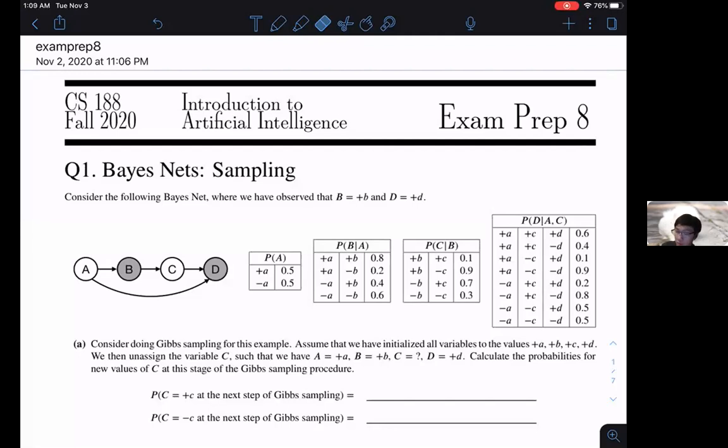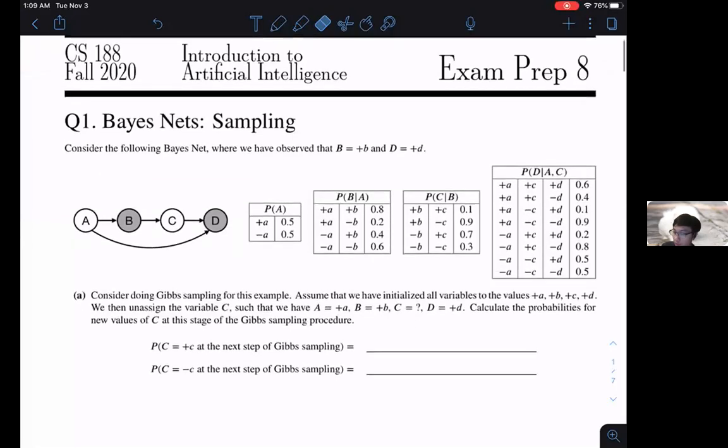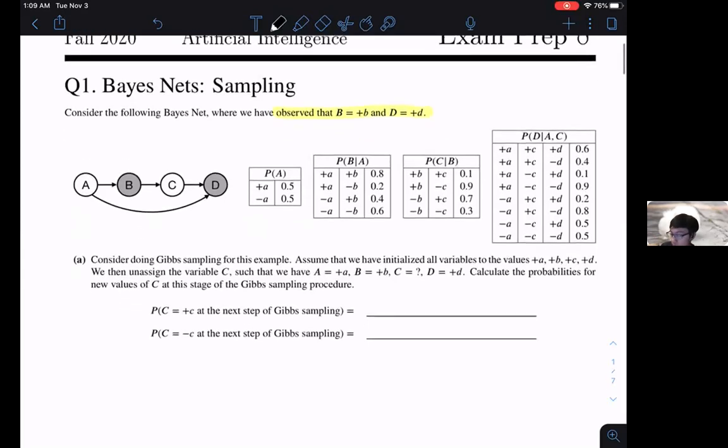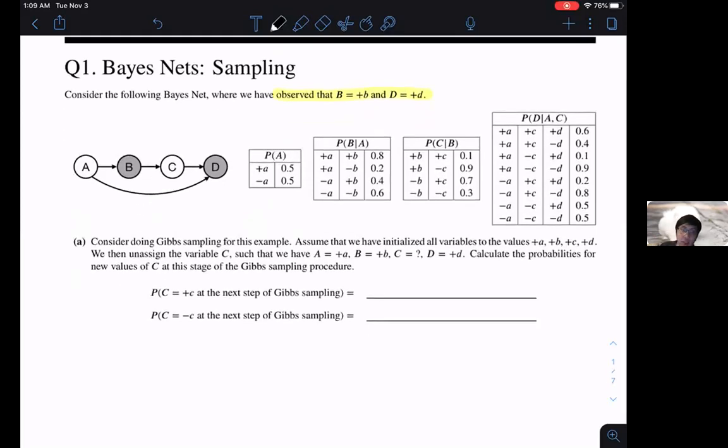So in question 1, we're given the following Bayes net, and we have these two observations. These are evidence variables, B equals plus b, and D equals plus d. We're also given the following CPTs, where each CPT corresponds to a node in the Bayes net. And what we're asked to do in part A is to consider doing Gibbs sampling for this example.